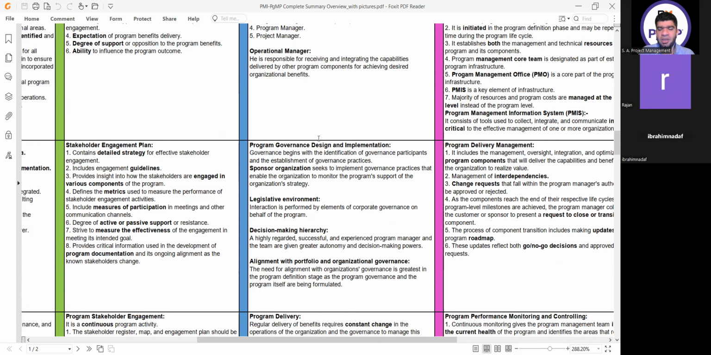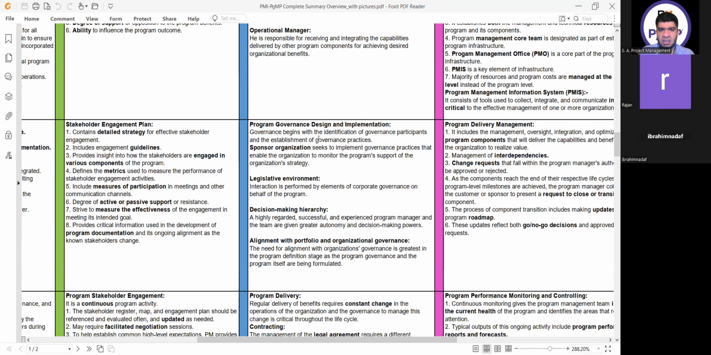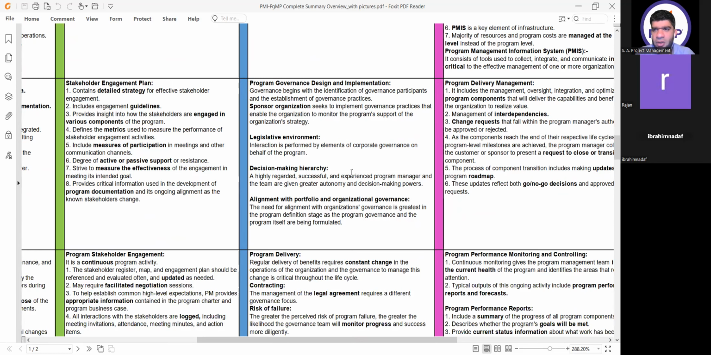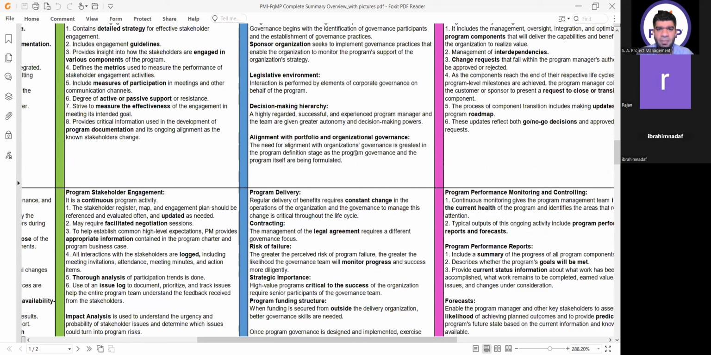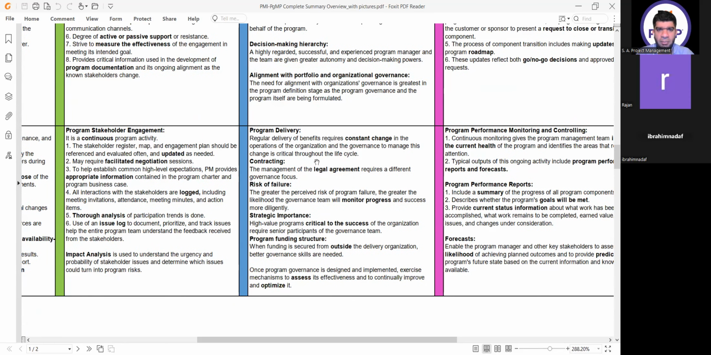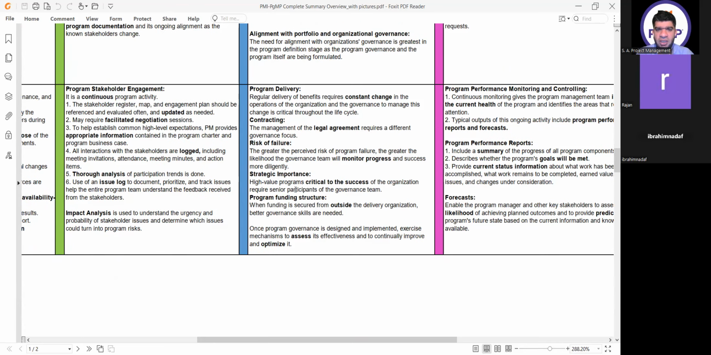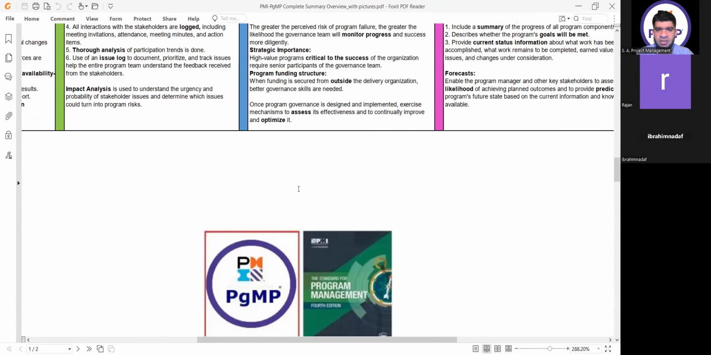Governance design and implementation. We actually implement that governance design, and there can be a lot of environment factors, nothing to worry about. Legislative decision making, alignment with portfolio and organizational hierarchy, program delivery, contracting, risk of failure, strategic importance, funding structure.